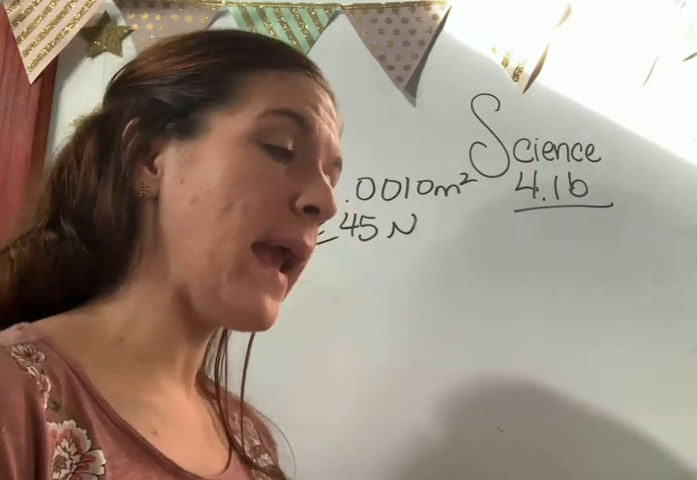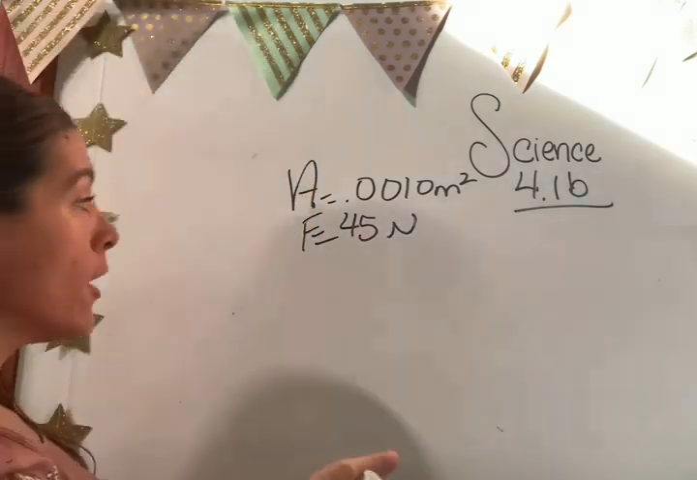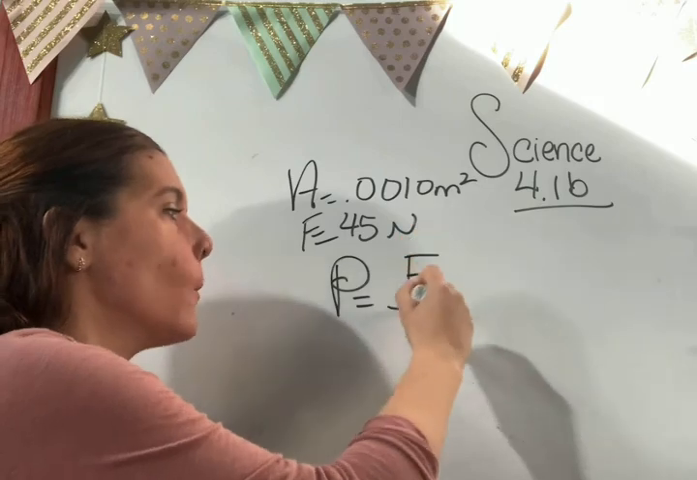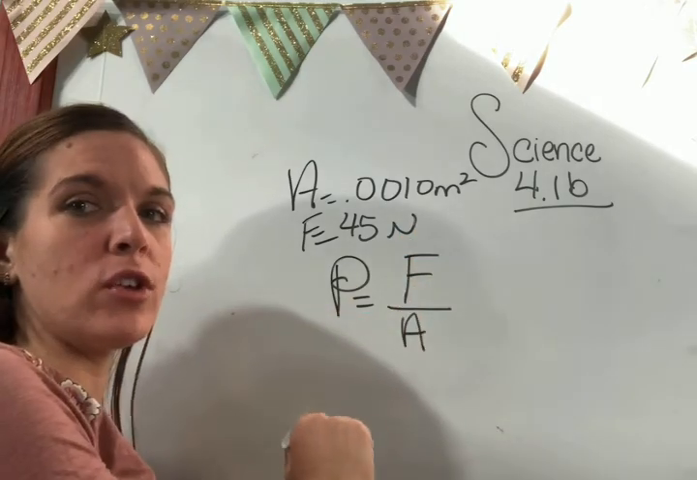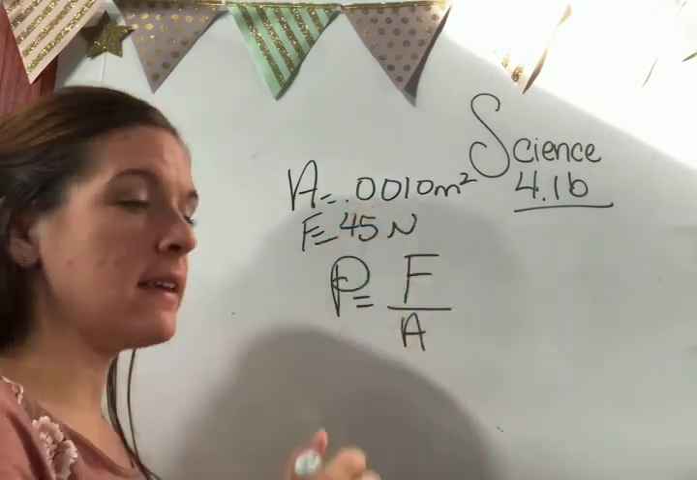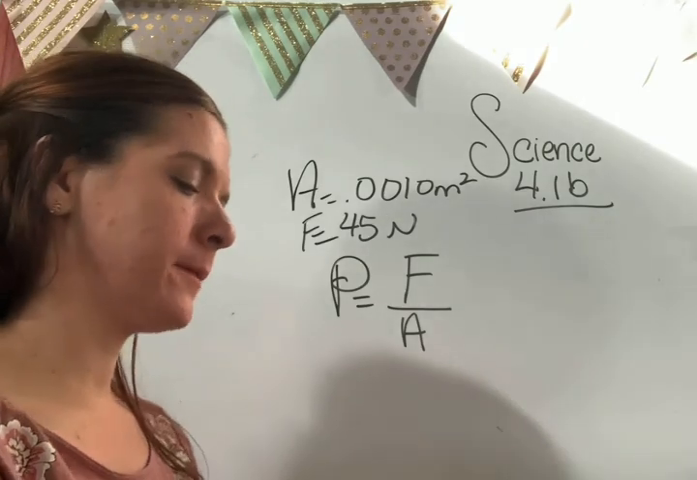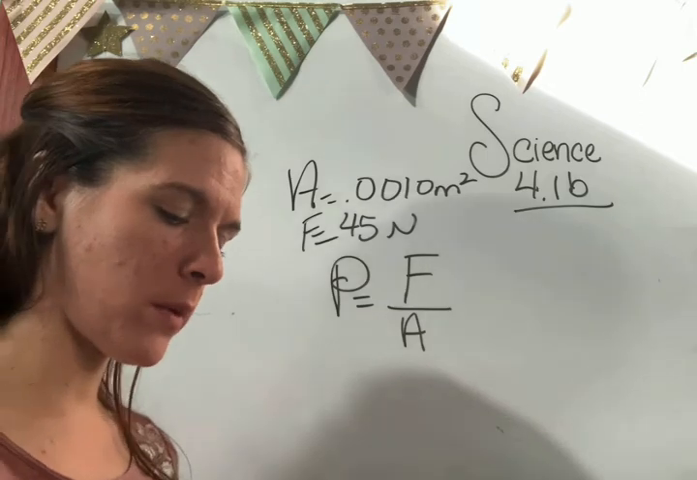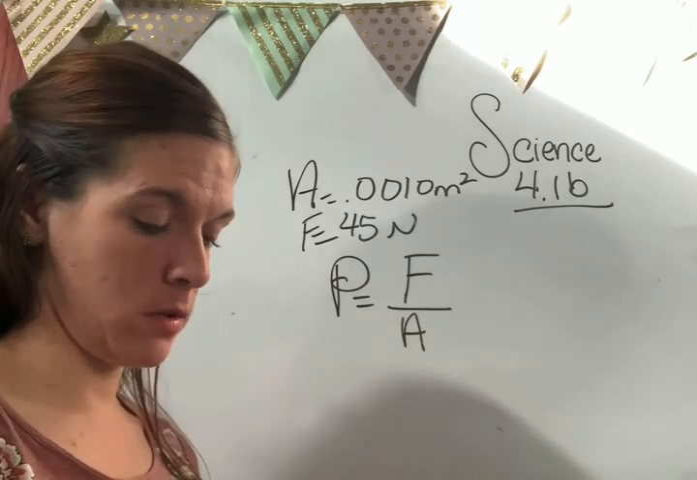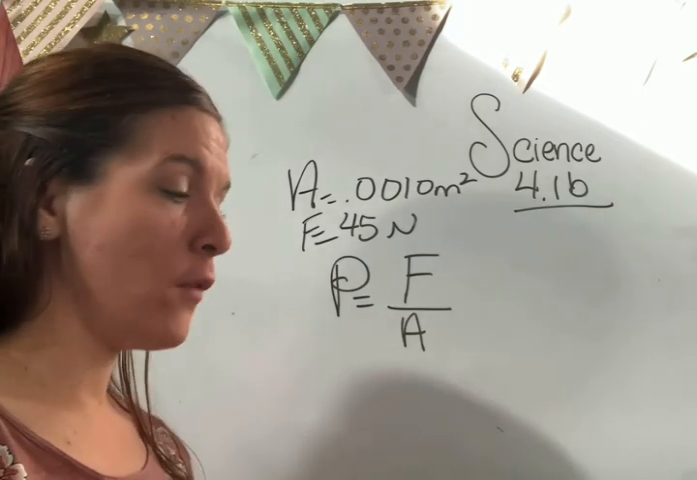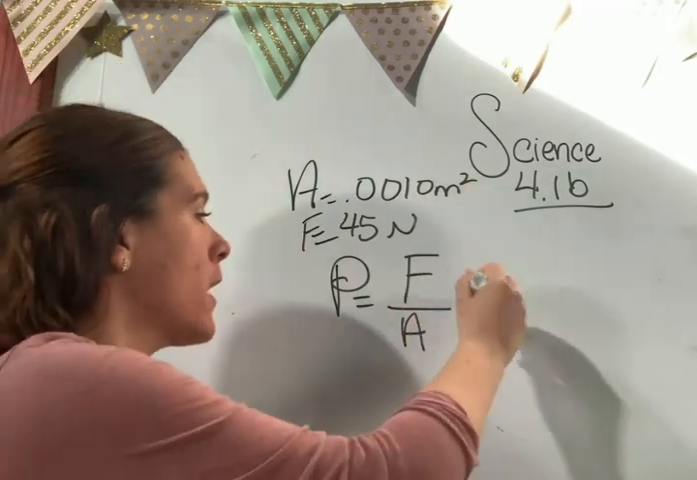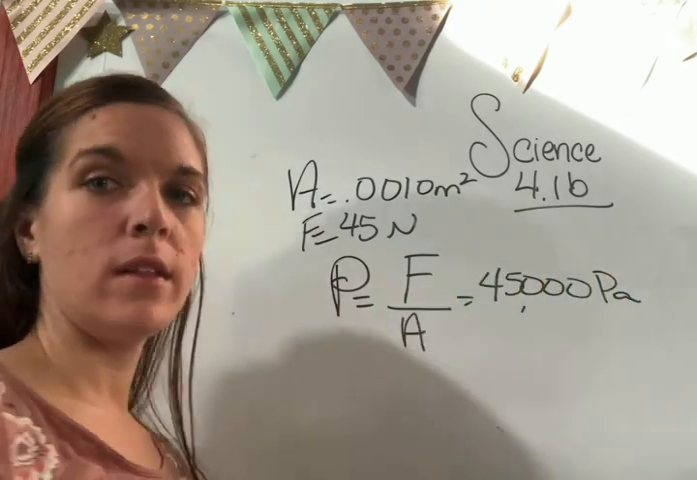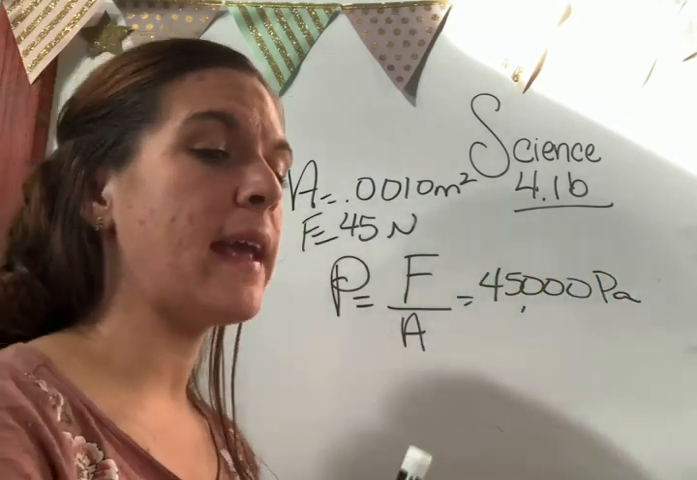Well, if you look at page 87, it tells you that the formula for pressure is, according to Pascal's principle, force over area. So all you have to do is divide 45 by this, and you're going to get... maybe I already did it on my paper. No, not that one. 45,000. Okay, 45,000 pascals. There you go. Now go over to page 88.